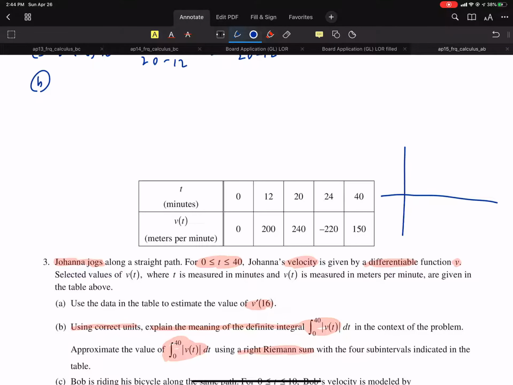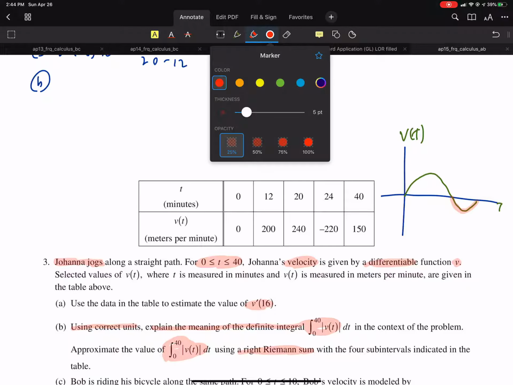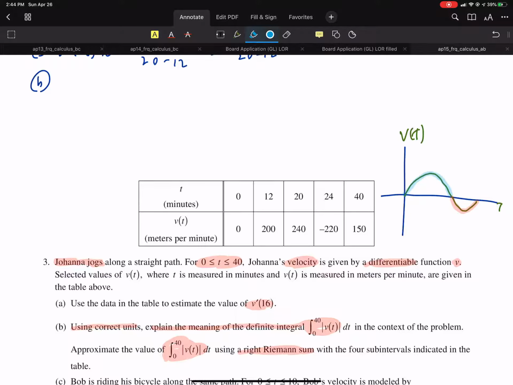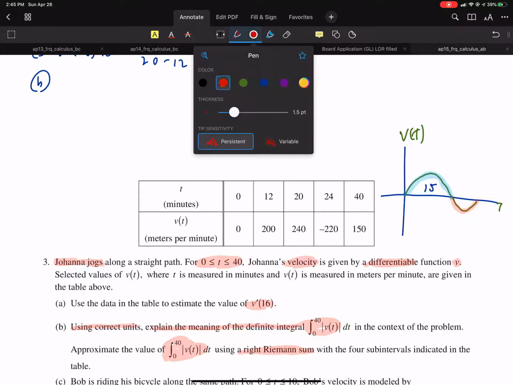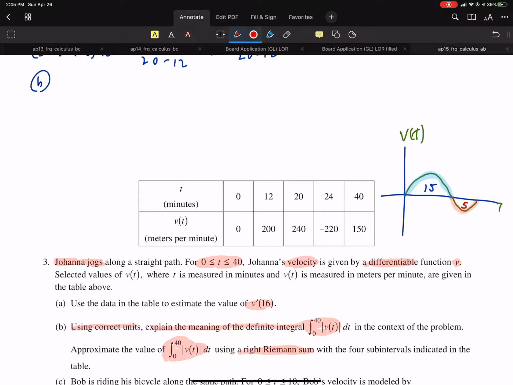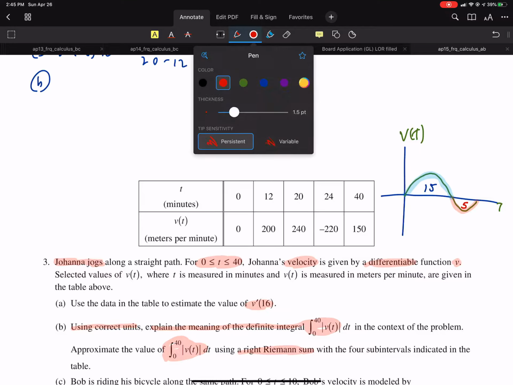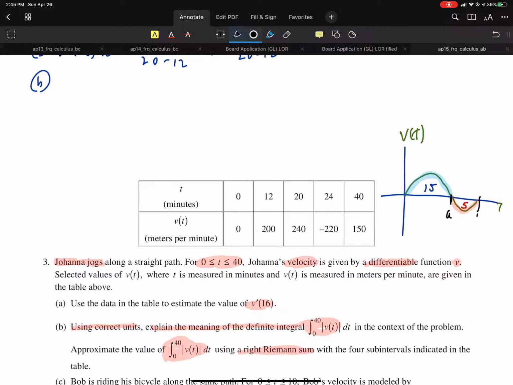Suppose we have a velocity graph. I will do it in green. And this will be velocity and time. So what's happening? Here the velocity is negative. That means the person is moving to the left. Over here, the velocity is positive. They're moving to the right. So say the area of this was 15, and the area of the piece below was 5. And let's call that A and that B.